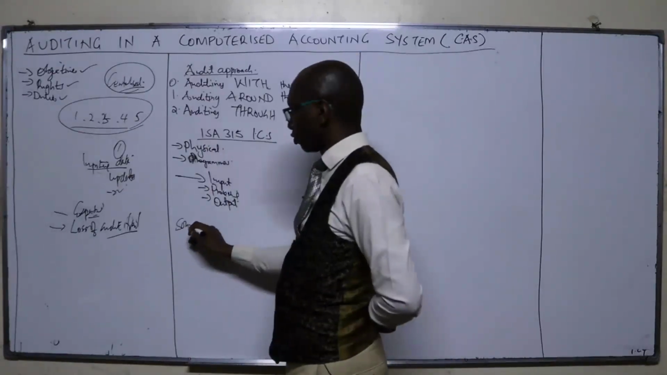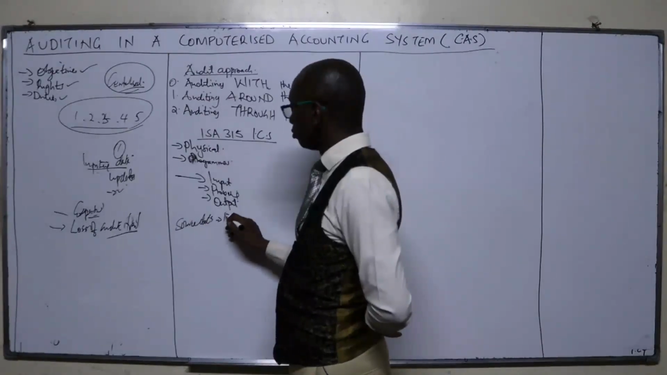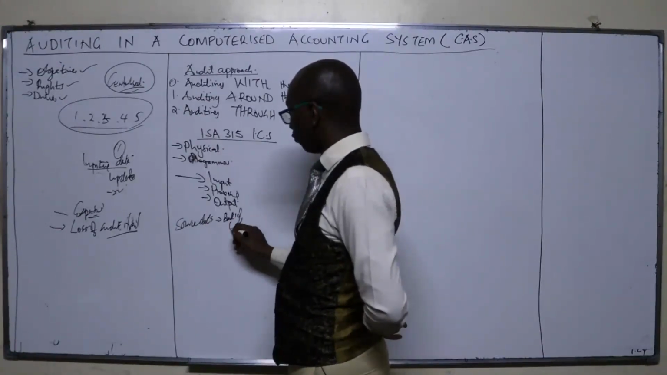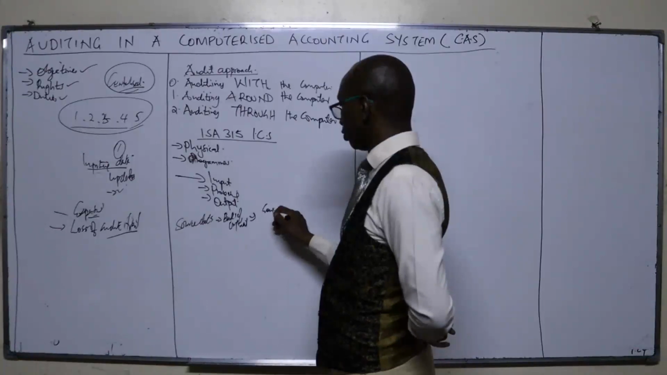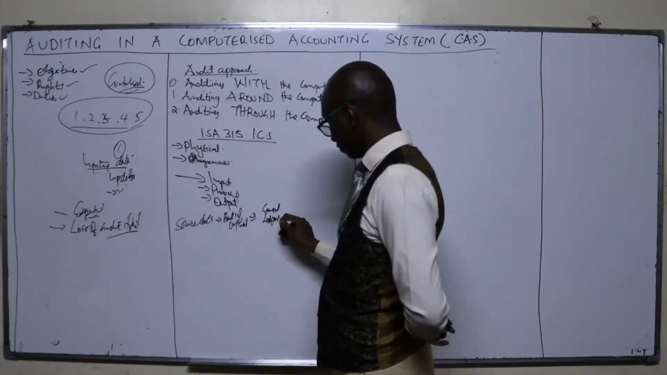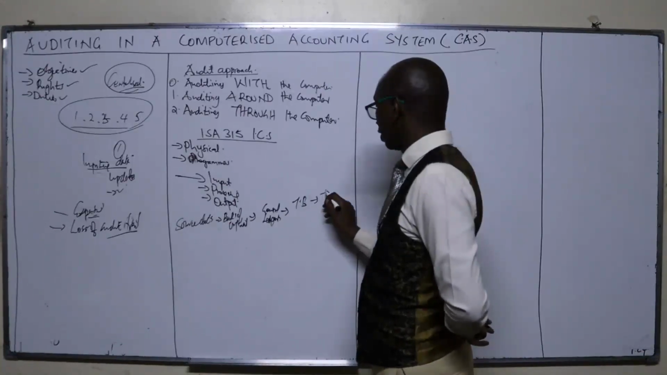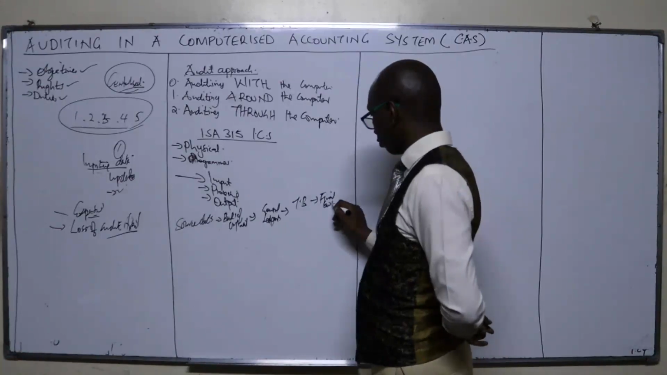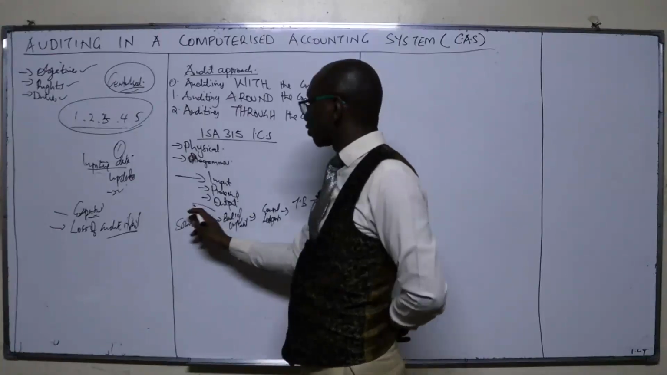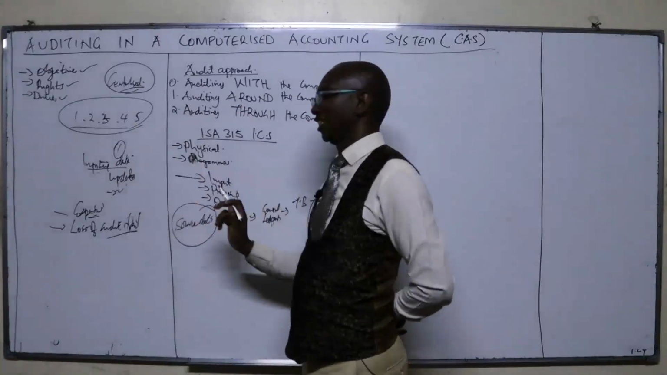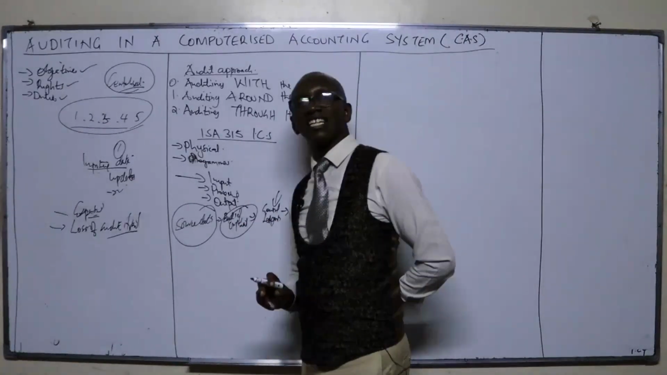Manually, we talk of source documents. After source documents, we do books of original entry. After books of original entry, we do general ledgers. After general ledgers, we do trial balance. It is after trial balance that we do the final books of accounts. In a computerized system, we use the source documents to post in the ledgers. Hence, we skip the book of original entry aspect.